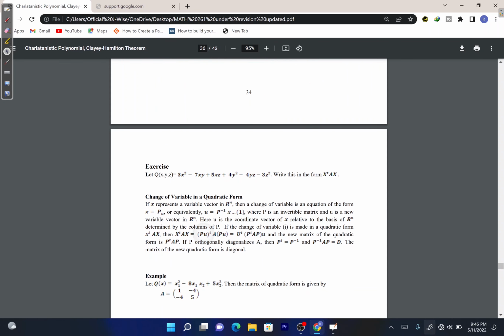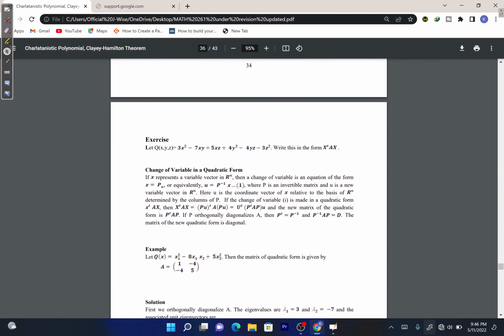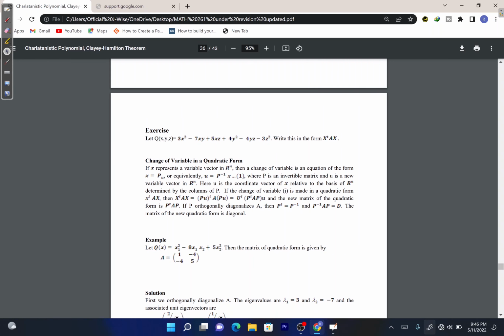So we have an exercise here. We let Q of x, y, z be equal to 3x squared minus 7xy plus 5xz plus 4y squared minus 4yz minus 3z squared. We have to write this in the form x transpose A x. So you can pause this video and try your hand on this question.